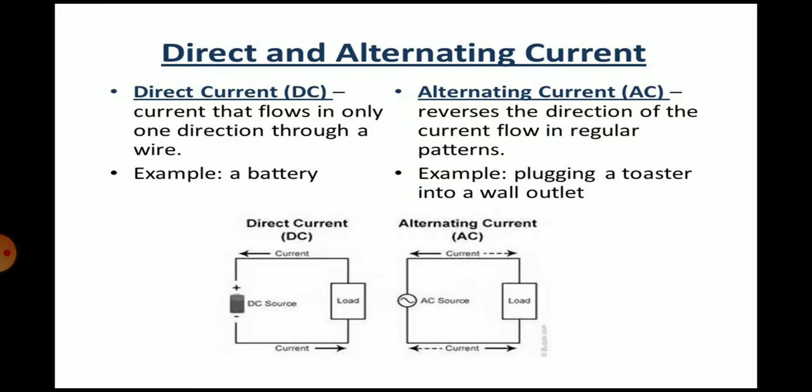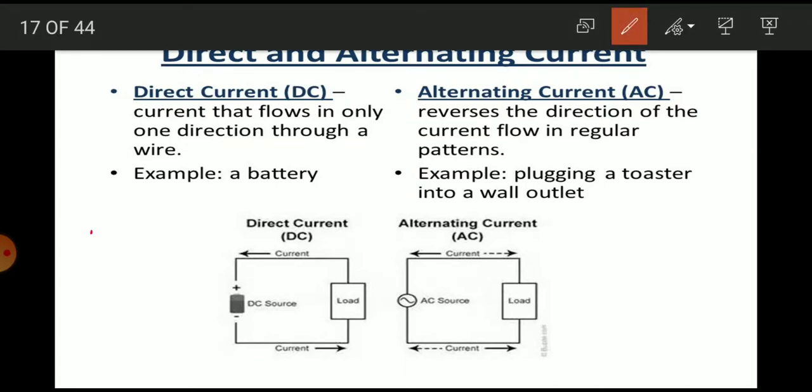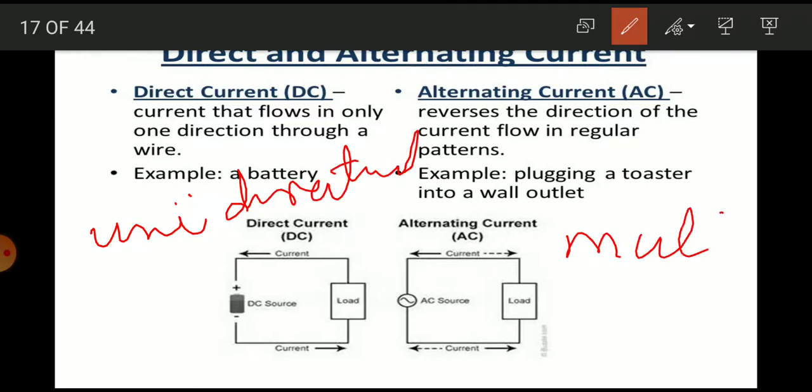Now, direct current is current that flows in only one direction through a wire. An example is a battery. Alternating current reverses the direction of the current flow in a regular pattern, like plugging a toaster into a wall outlet. AC reverses the direction. DC does not reverse the direction. DC is unidirectional, AC is multidirectional. The frequency of DC is 0 because it does not complete a cycle. AC has frequency in a different range.